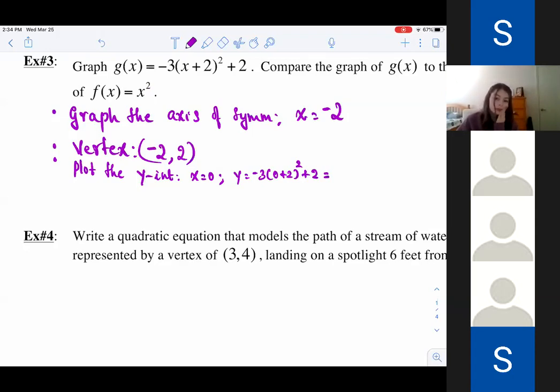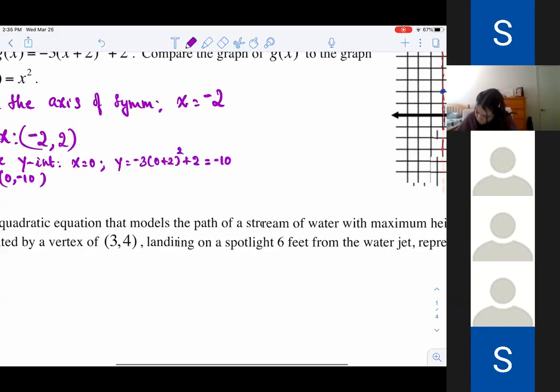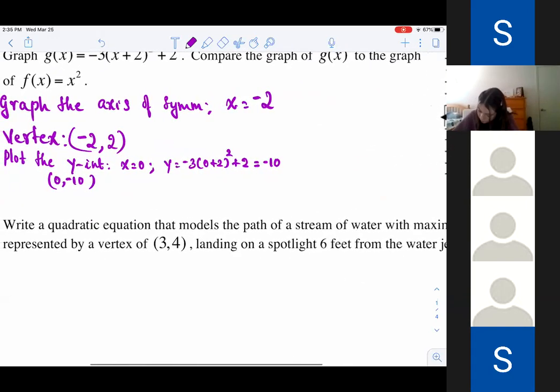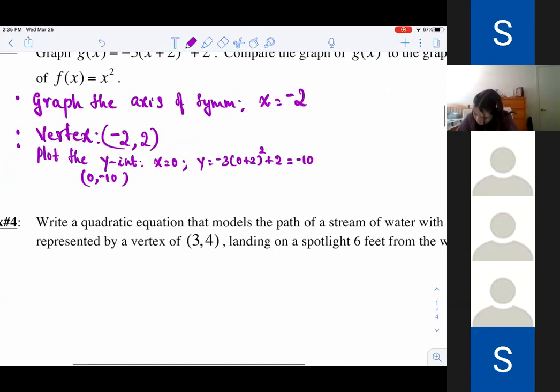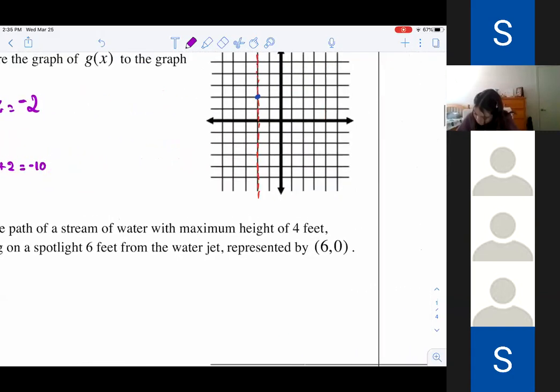So what is that? Negative 10. That's correct. The y-intercept is negative 10. So I want you guys to plot the y-intercept, which is 0, negative 10. Let's plot that. Are you all with me? Okay. We are going to plot the y-intercept 0, negative 10. I'm going to say it's here. It's not, but let's assume that it's there.